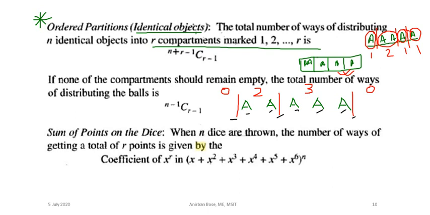So 3 strokes and 5 A. So total 8 different things are there. 8 different things are there. So how many ways can these 8 different things be arranged? Definitely in 8 factorial ways.